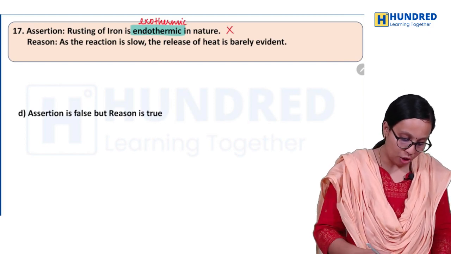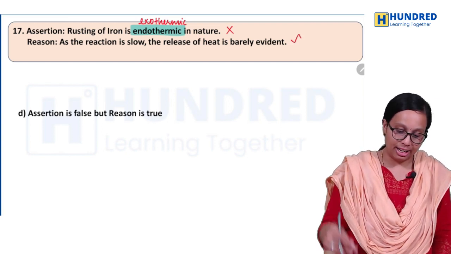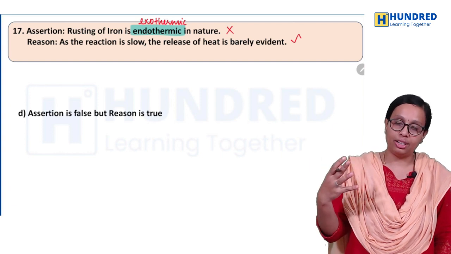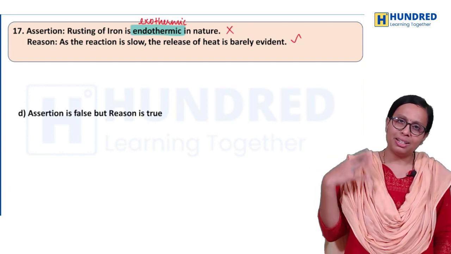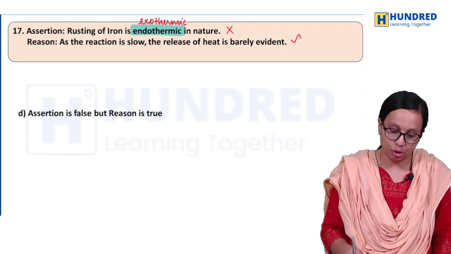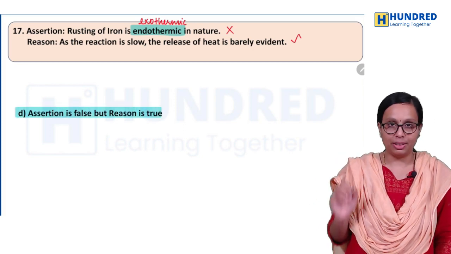So the assertion is false. As the reaction is slow, the release of heat is barely evident. So rusting of iron is exothermic. During the process, it releases heat, but since the process is too slow, we don't tend to notice it. But it's actually an exothermic reaction. So the answer is: assertion is false, but the reason is true.